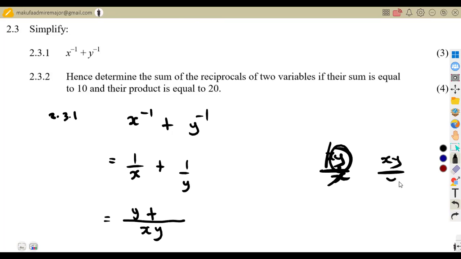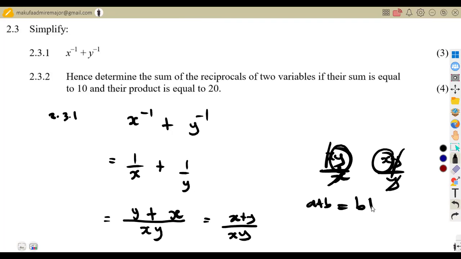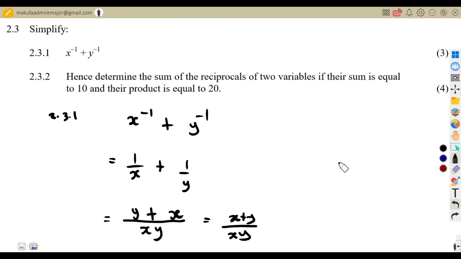That's xy divided by y. This cancels, and you remain with x. That x, you multiply it by 1. So x times 1 is x. So that is what you're going to get: y plus x over xy, which we can even write as x plus y over xy. It's one and the same thing. Remember, a plus b is the same as b plus a. So that is how we can simply write it.